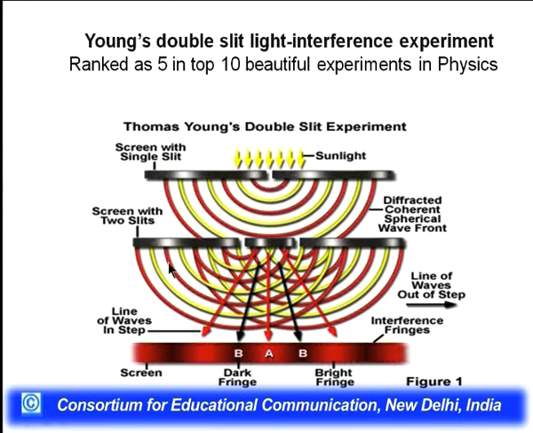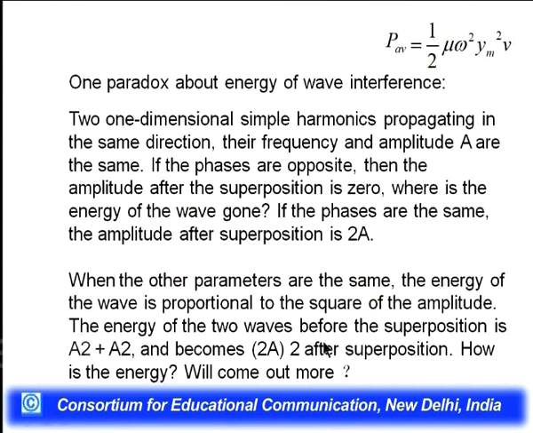After that, this is the screen having the two slits, and the coherent spherical wavefront again passes through these two slits. Now here the lines of waves that are out of step sum to give destructive interference, and here the lines of waves that are in step give constructive interference. The red line defines the brighter point and the black line defines the darker point. This is the dark fringe, this is the bright fringe, dark fringe, bright fringe, and in this manner we get the interference pattern. This was Young's double slit experiment.